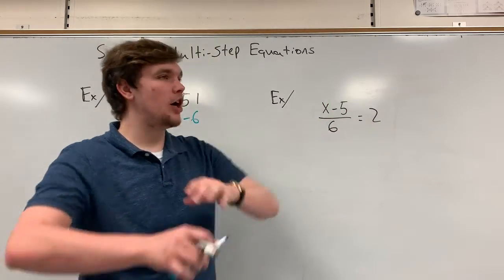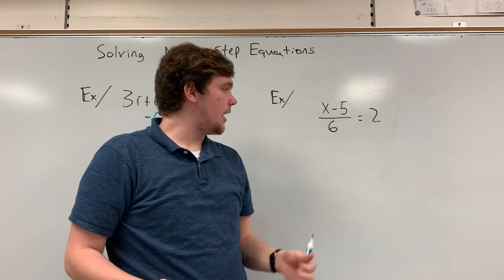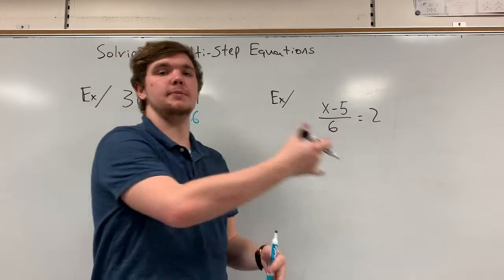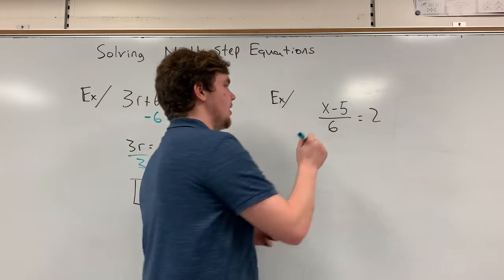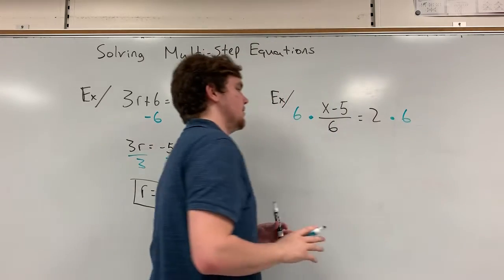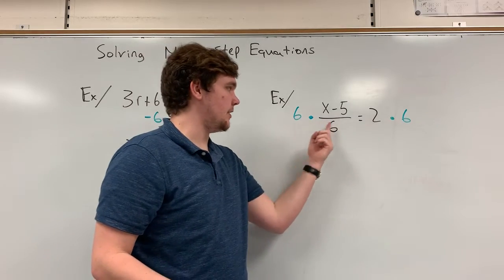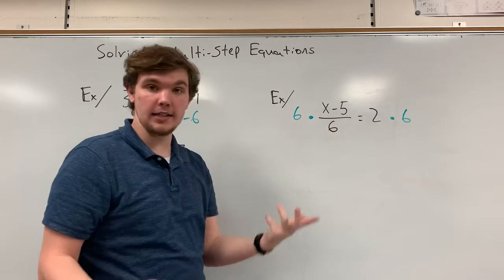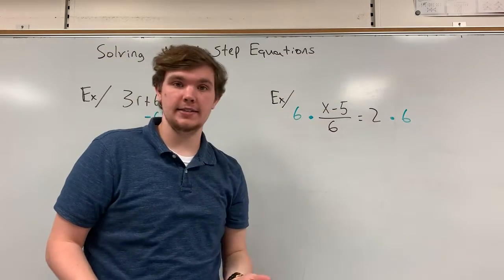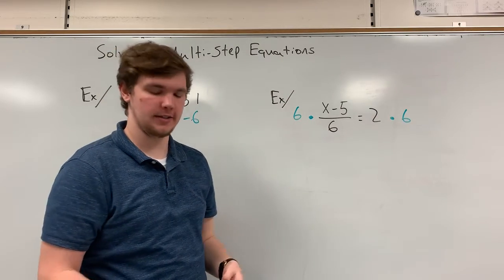However, this one's a little bit different because everything here is being divided by 6, right? And so how do I undo everything that's divided by 6? Well, the opposite of dividing by 6 is let's multiply by 6. Okay, so I'm going to multiply 6 times 6 to both sides, right? And the reason I'm dealing with that division by 6 first is because everything on this side was over 6. So whenever I see that everything is over 6, I'm going to get rid of that denominator first.